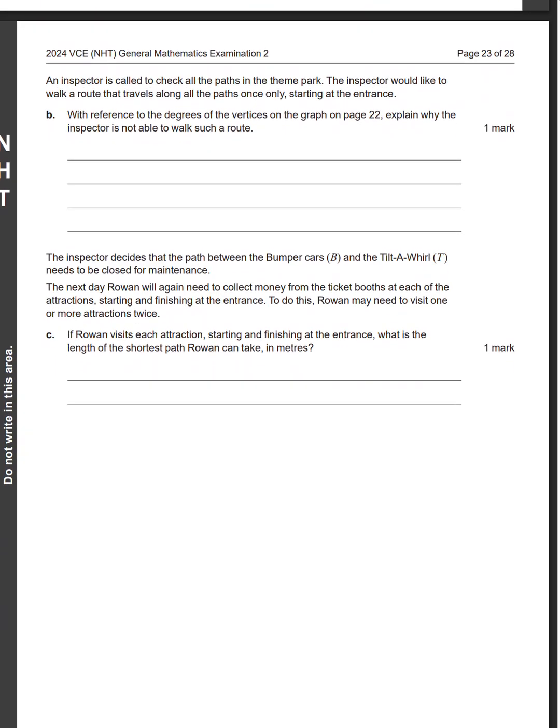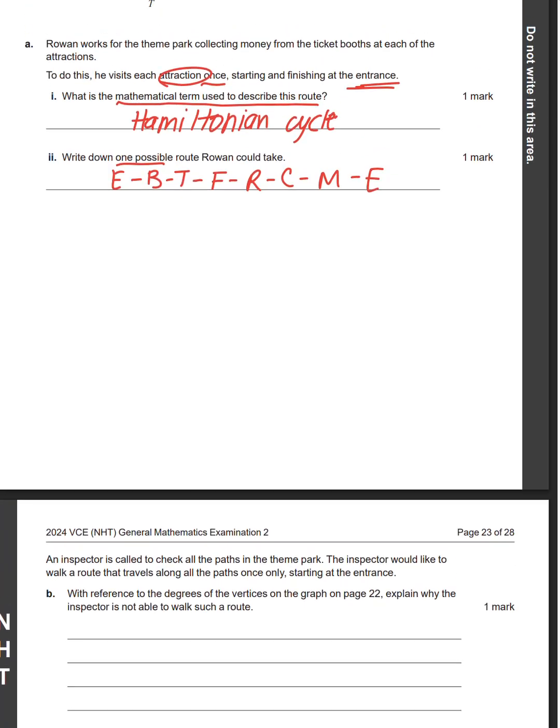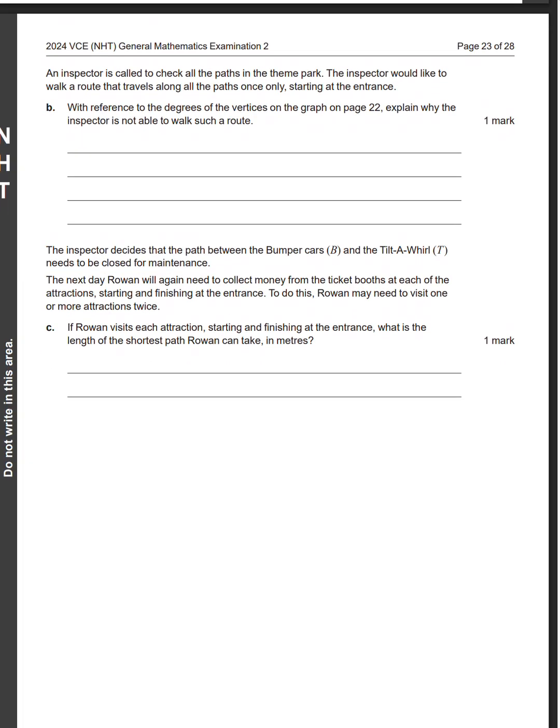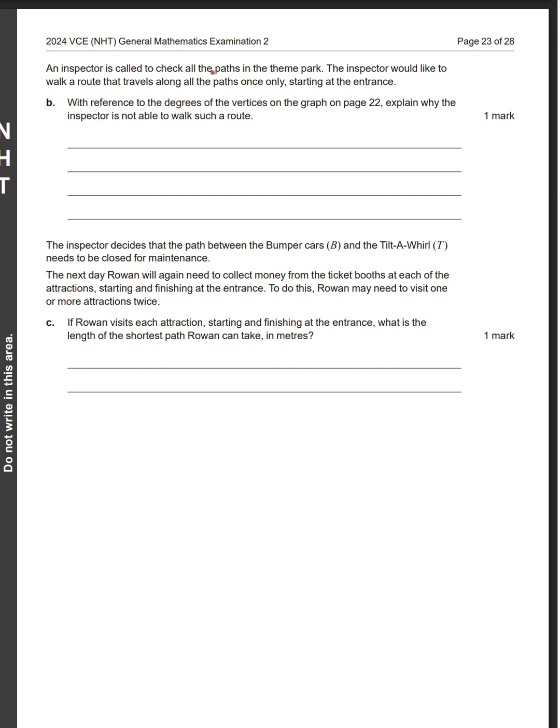Okay, all right, so next. An inspector is called to check all the paths of the theme park. All right, so now we're talking about paths. The inspector would like to walk a route that travels along all the paths only once, starting at the entrance. With reference to the degrees of the vertices on the graph, explain why the inspector is not able to walk such a route. Okay, so he wants to start at the entrance, but there's nothing saying he has to finish at the entrance, which means that we're looking for an Euler trail.